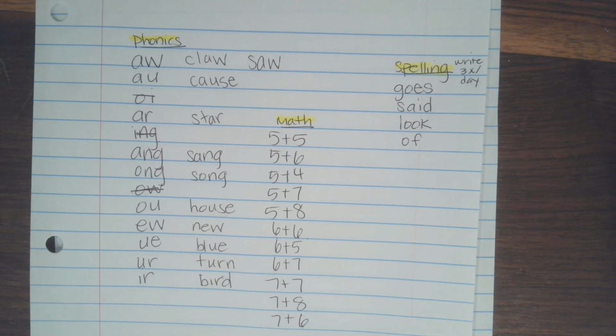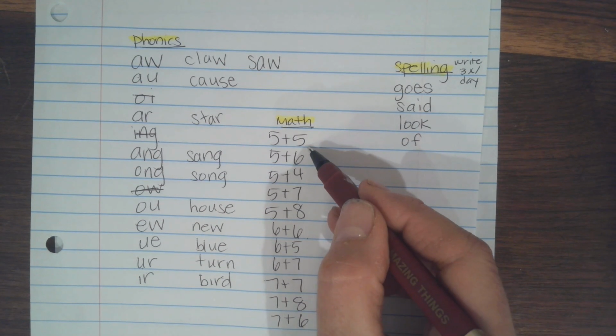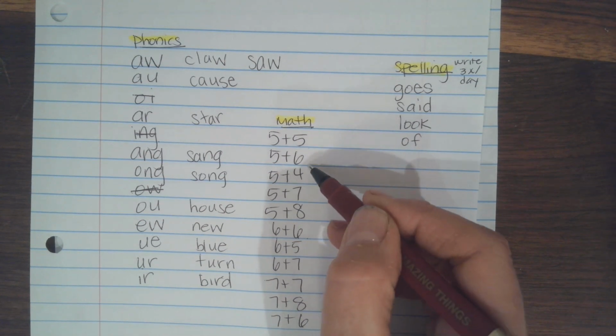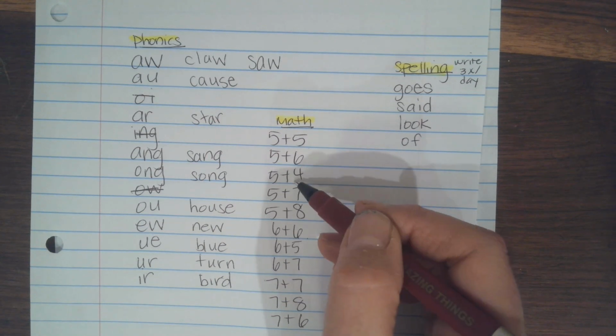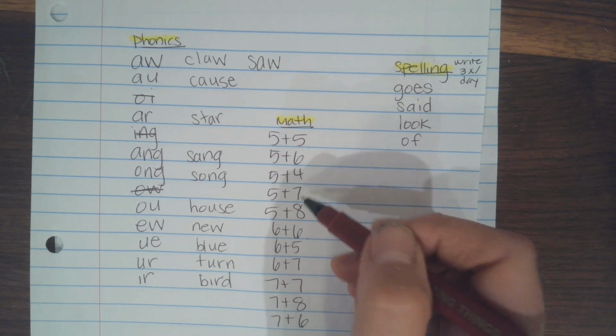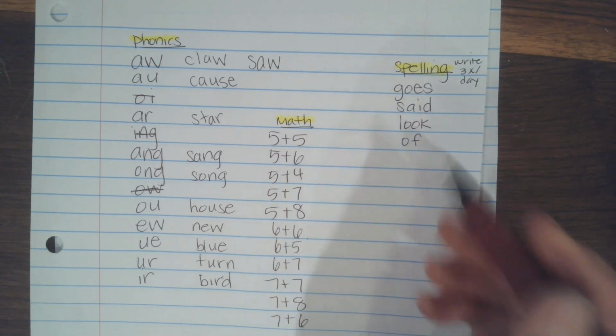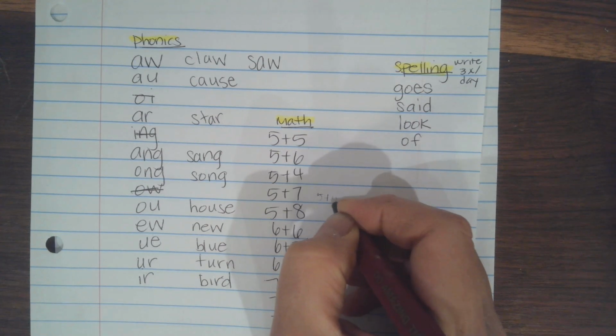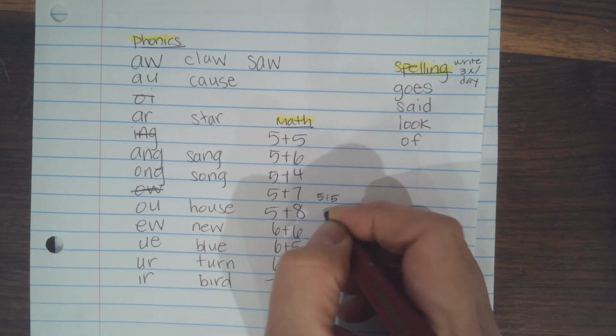The next thing we're going to do is look at our 5 plus 5 is 10. So 5 plus 6 is 1 more. What's 1 more than 10? 5 plus 4 is 1 less than 10. What's 1 less than 10? And then 5 plus 7 and 5 plus 8 are kind of close.